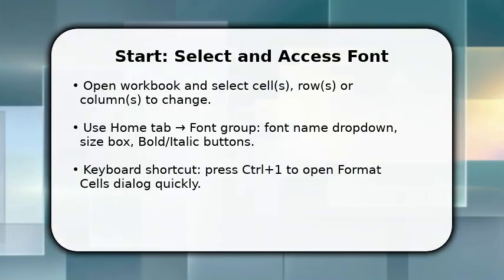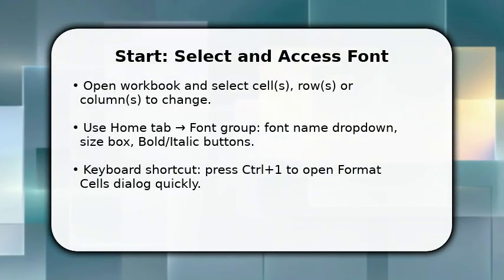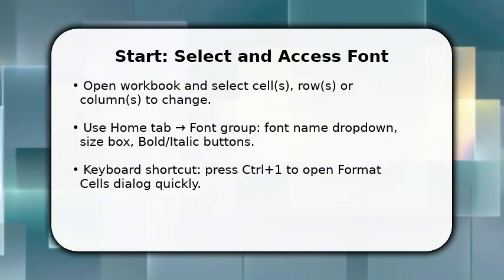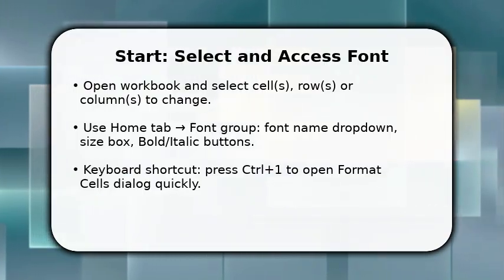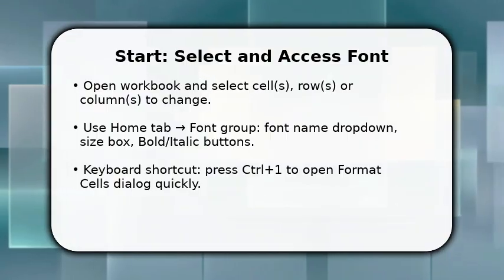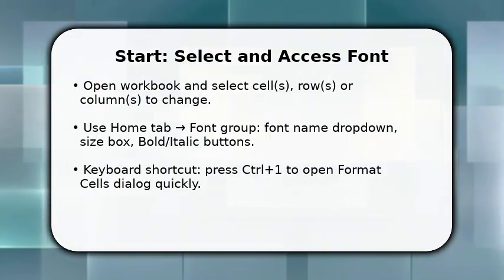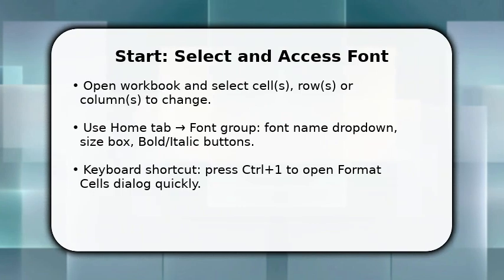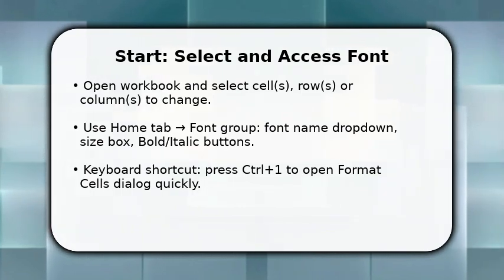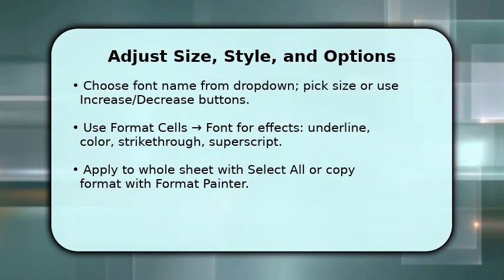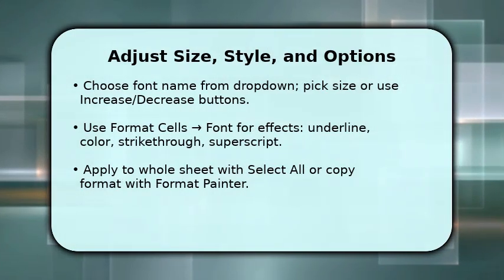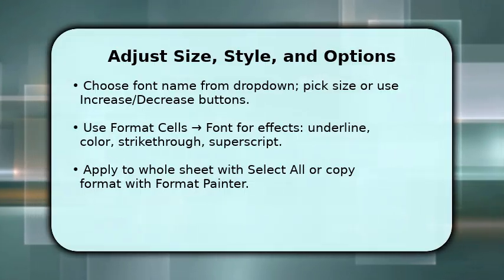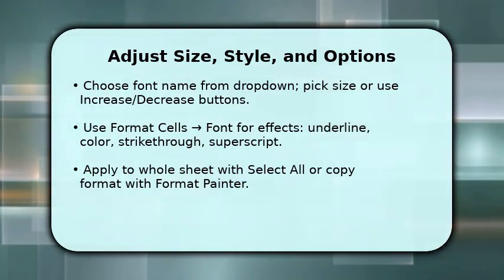If you prefer a dialog, press Ctrl+1 to open Format Cells and land directly on the Font tab. Doing this ensures precise control and prevents accidental changes elsewhere. Once you've opened the font controls, pick the font name to set the style and choose a numeric size for readability. Use the increase/decrease buttons for quick nudges. Open Format Cells for extra options.